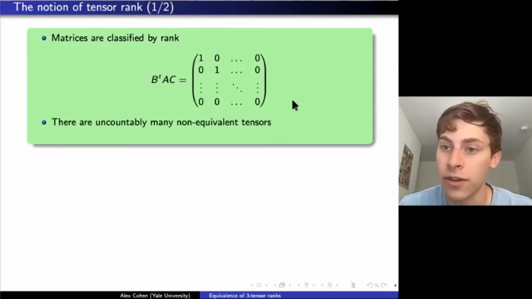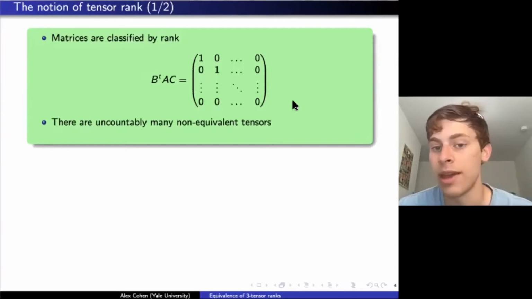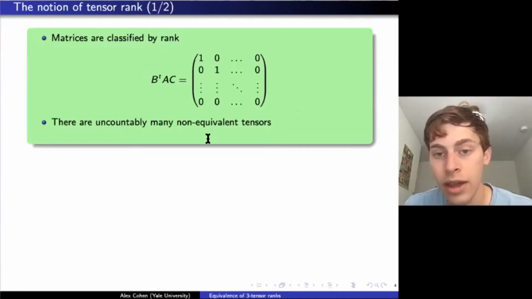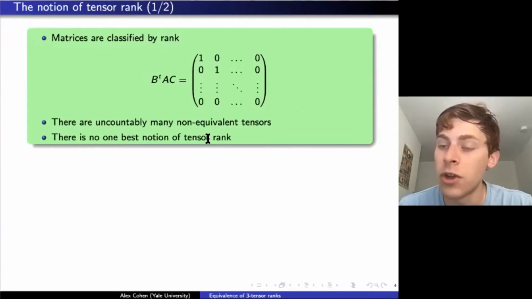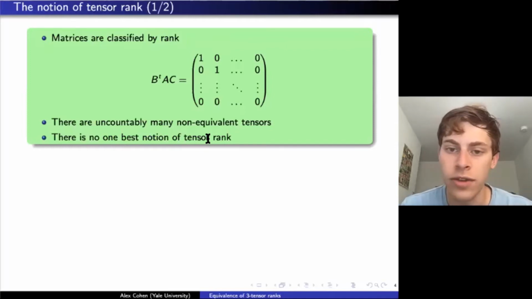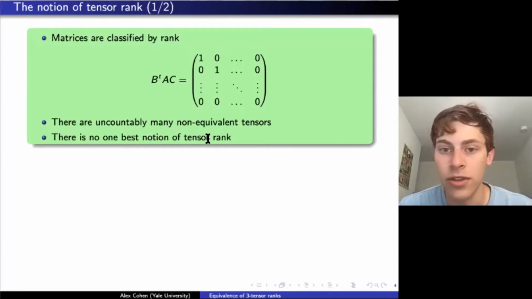But tensors are a very different story. For tensors, there are uncountably many non-equivalent tensors. There's no standard form analogous to matrices, which means that if you want to define some notion of tensor rank, there are going to be several different non-equivalent choices. It turns out that there's no one best notion of tensor rank that captures everything people could want. There are several different notions that have different applications. So it's a basic distinction. Tensors are not as ubiquitous in math as matrices. They're more niche, but they capture a lot of combinatorial and theoretical computer science structures that end up being very important.